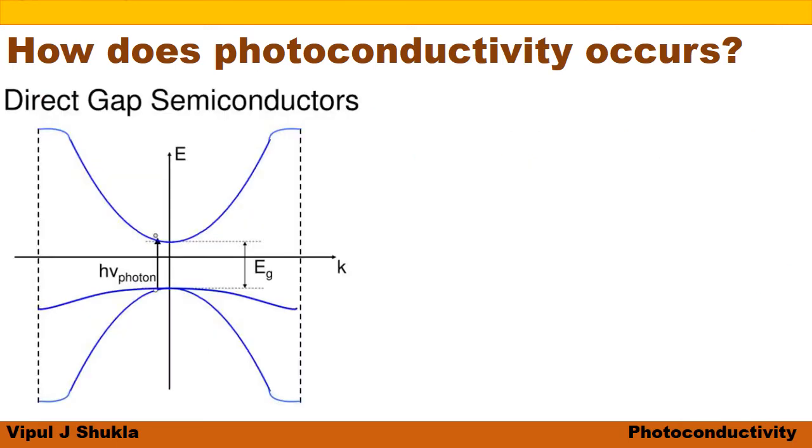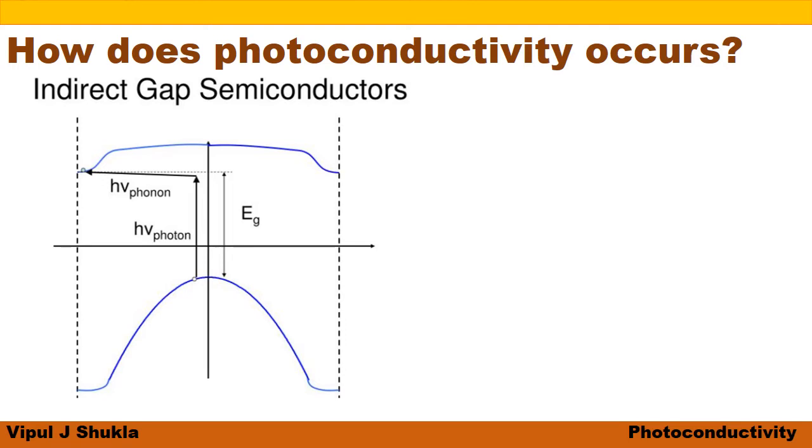There are two types of semiconductors: direct gap semiconductors and indirect gap semiconductors. In a direct band gap semiconductor, the top of the valence band and the bottom of the conduction band occur at the same value of momentum. Also, in a direct band gap semiconductor, the electron rising from the valence band to the conduction band will only change its potential, that means its energy.